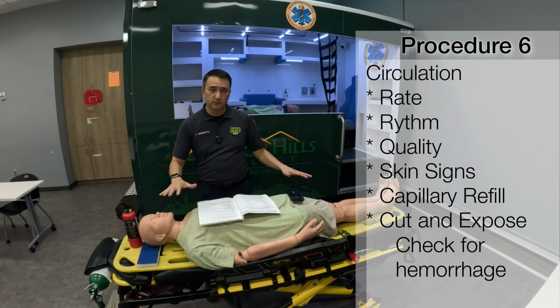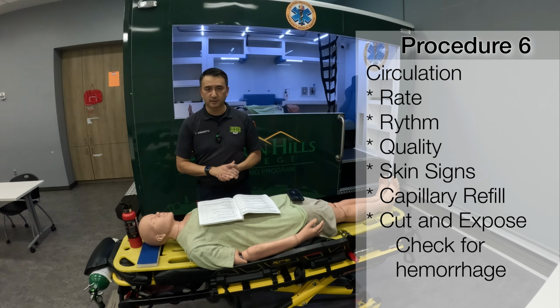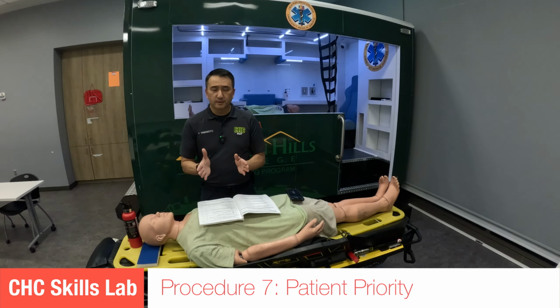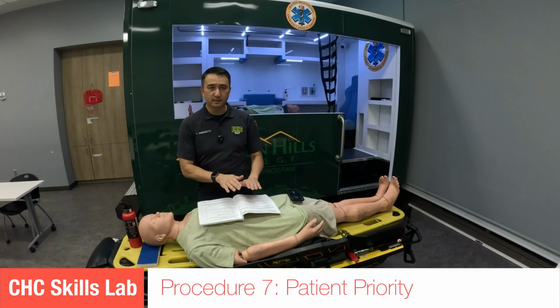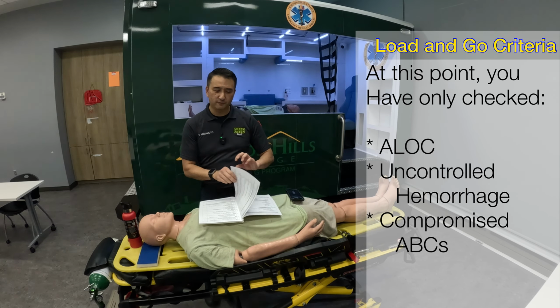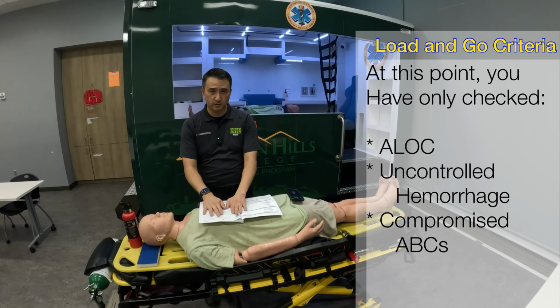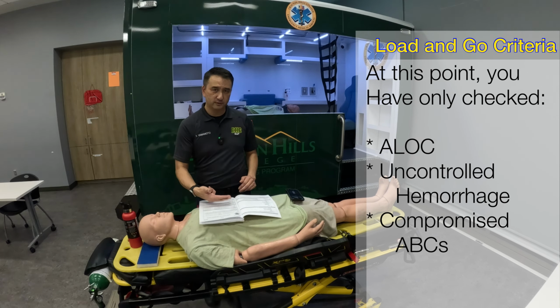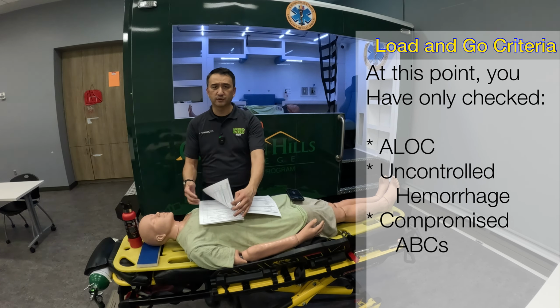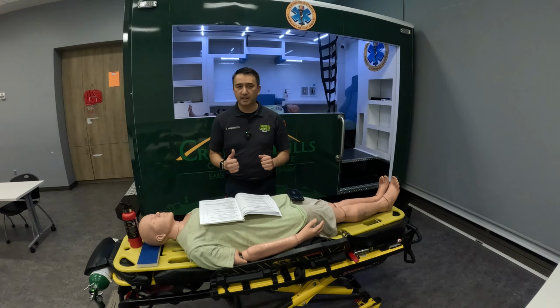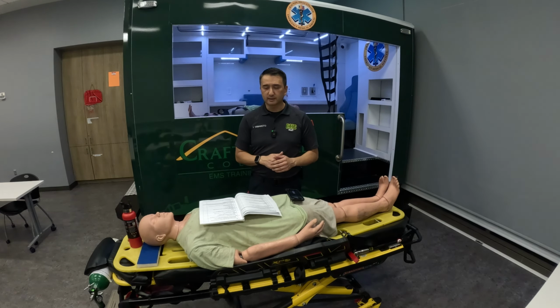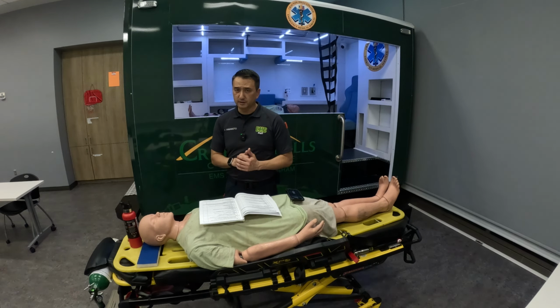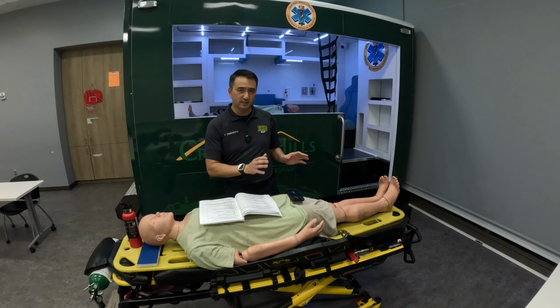Then you want to cut and expose all areas for any uncontrolled hemorrhaging. This is under circulation. Number 7, determines patient transport priority. This is where you refer back to the first page. Remember the load and go criteria: altered level of consciousness, uncontrolled hemorrhaging, compromised ABCs. Those 3 are what's going to determine your first load and go criteria. You actually have to make a decision at this point. It's not enough to say load and go criteria or first transport decision. You have to say this is a load and go or we're going to stay and assess.